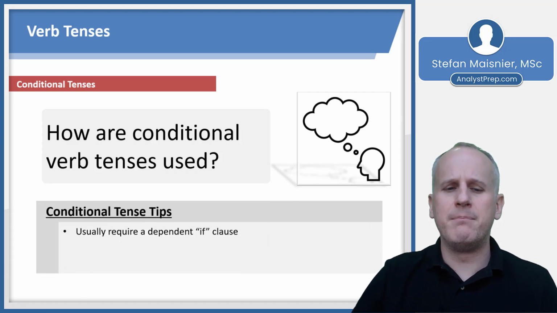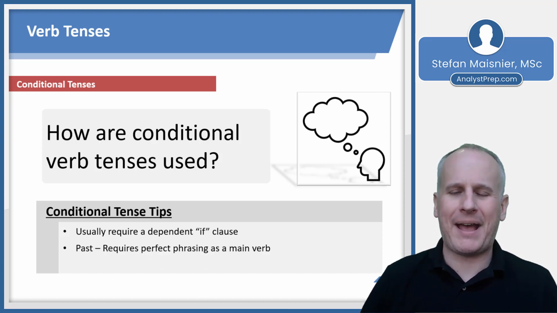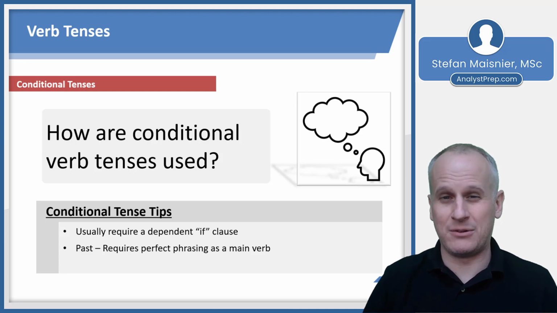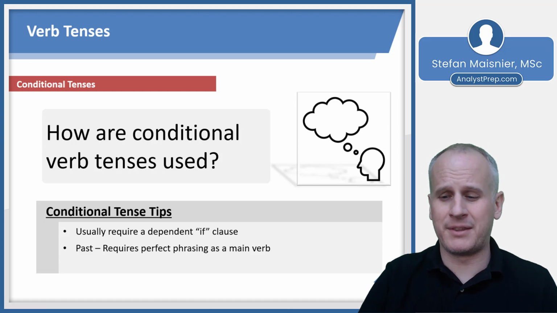So the main thing with conditionals is you've got to recognize that it is necessary. And that usually is because there's a dependent if clause or whether clause that dictates that something is going to occur. In the past, if you're using conditionals, you're going to require some sort of perfect phrasing. It really is dependent on just the individual verb, but you're going to use something that looks similar to what we saw on the previous slides.